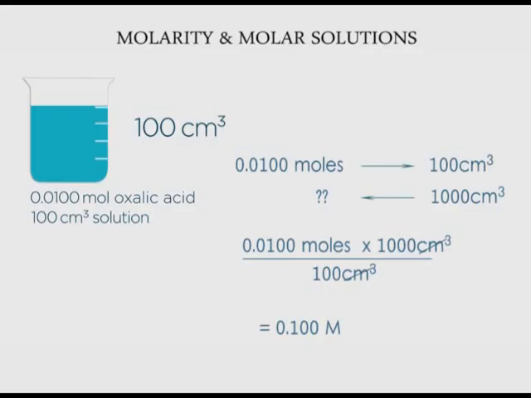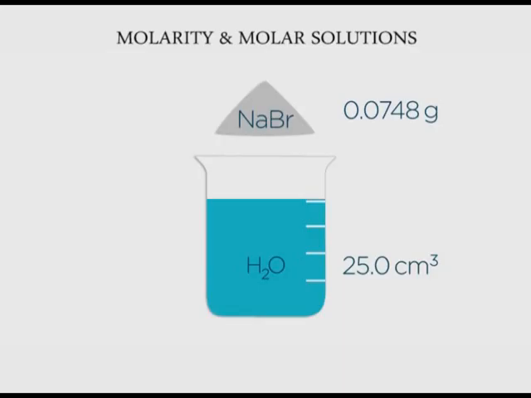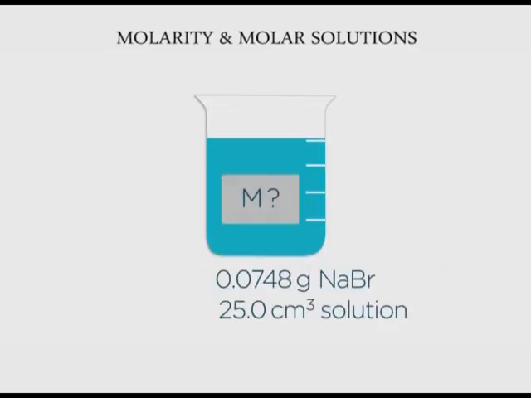Now, in almost all cases, however, we only have chemicals in terms of mass, but still we can find the molarity. Consider 0.0748 grams of sodium bromide salt dissolved in 25 cubic centimeters of water. What is the molarity?